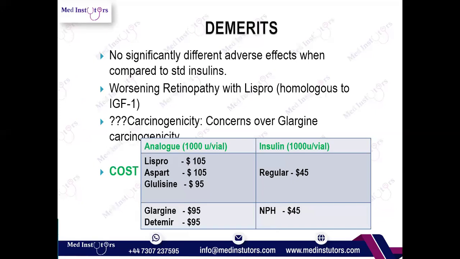But these insulin analogs are costly compared to regular insulin. That is one thing. And there is worsening of retinopathy seen with Lispro. That is one problem. Sometimes there are also concerns about carcinogenicity, but it is not proved yet. But significantly, the adverse effects are low compared to standard insulin. Only the cost is the main problem here.